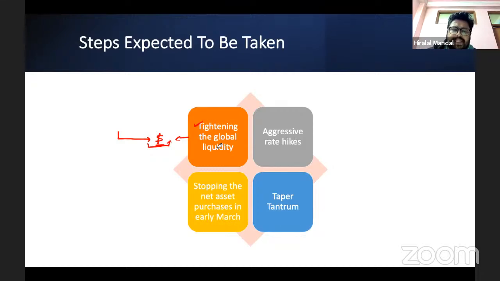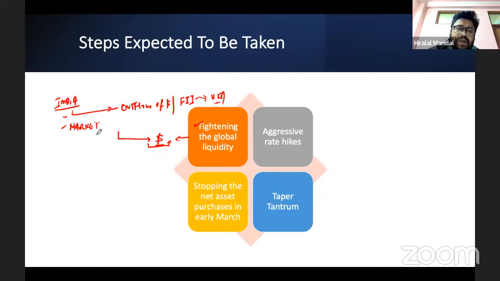So the result of it can be seen: there is an outflow of dollars, an outflow of FIIs from our country to the US. Got that point? Once the outflow of FIIs is happening from our country to other countries, what will be its impact on India? India is facing an outflow of FIIs from our country. As a result, its impact can be seen in the market. So the Sensex is going down.